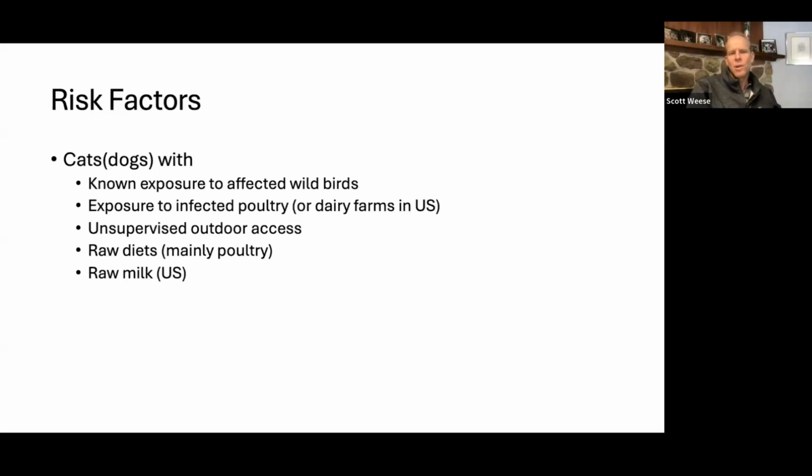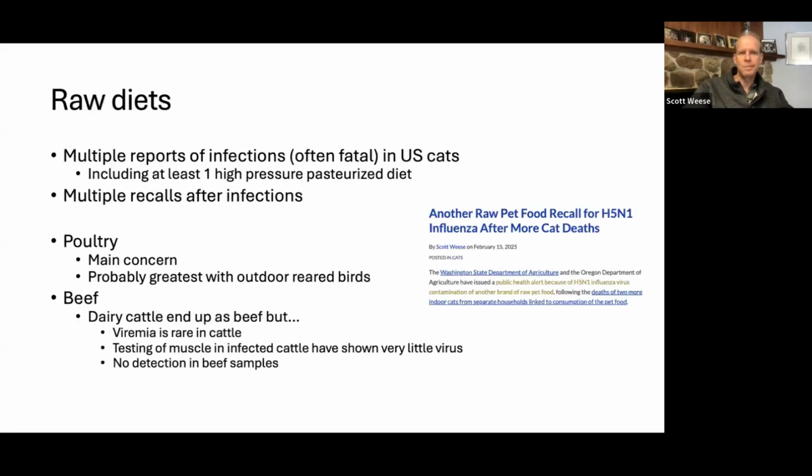Any unsupervised outdoor access, and this includes dogs too. If dogs are running off in the bush, who knows what they're going to be eating, that would be a high risk. There's been a lot of attention over the last few weeks about raw diets. So raw diets do pose a risk, predominantly poultry diets. And I'll come back to that. And in the US, raw milk. And there are a lot of reasons to avoid raw milk, and this is just one.